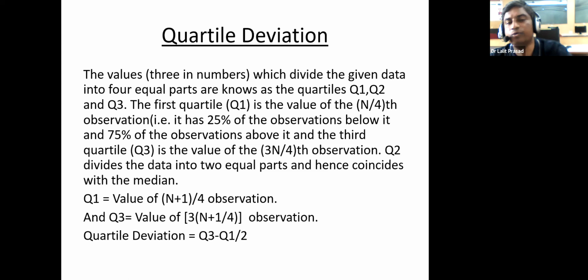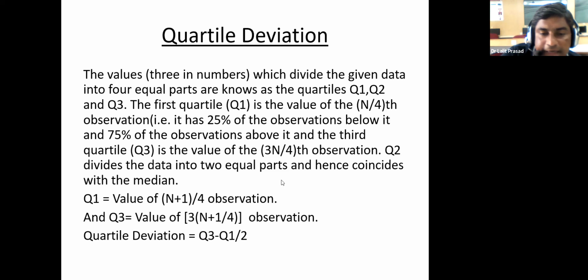The first quartile Q1 is the value of the (n+1)/4th observation, with 25% of the observations below it and 75% above it. And the third quartile Q3 is the value of the 3(n+1)/4th observation, with 75% of the data below it and 25% above it. Whereas Q2 divides the data into 2 equal parts, hence coincides with the median. So this is the formula to calculate Q1, Q3.